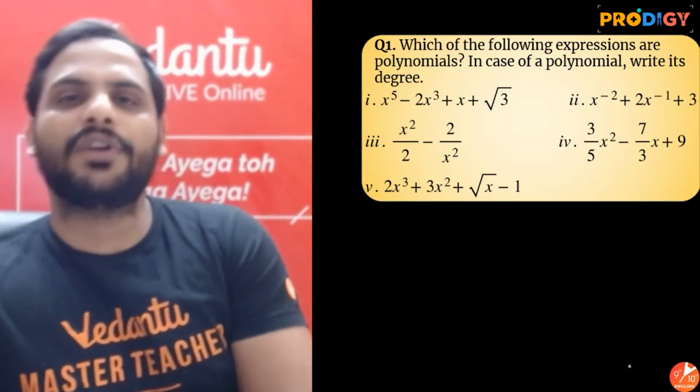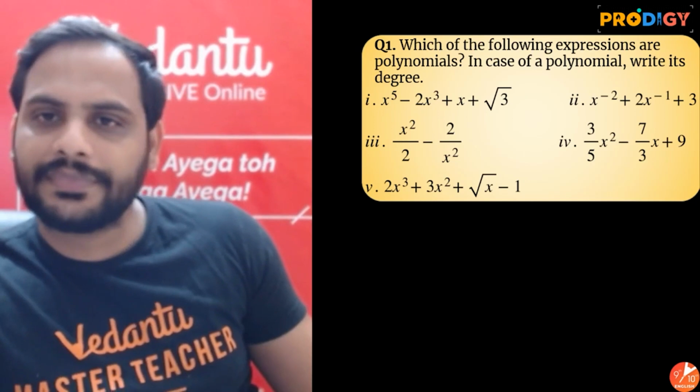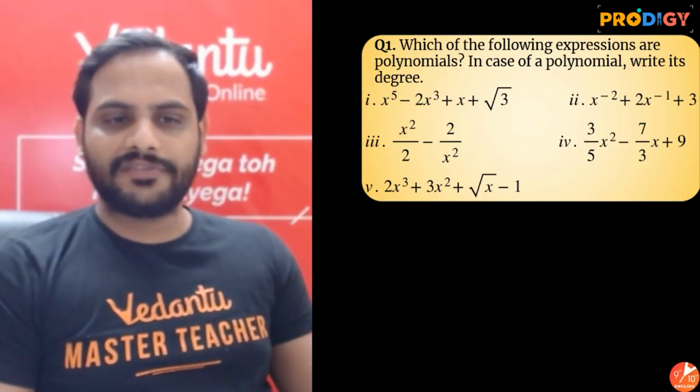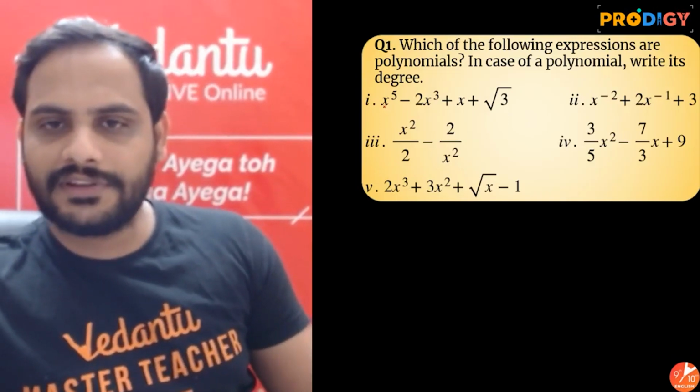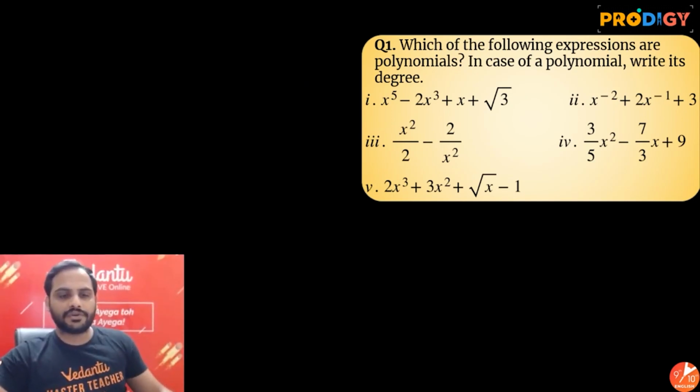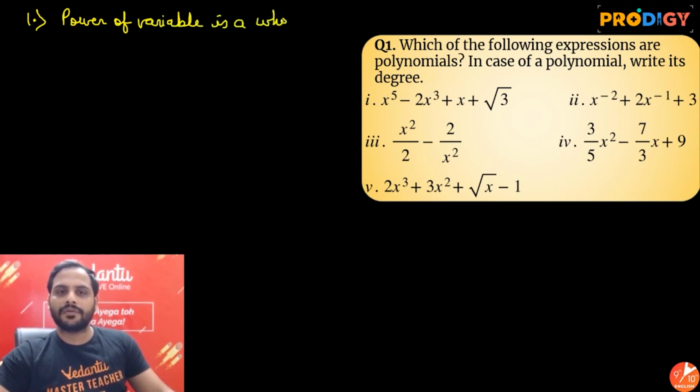Let's solve questions. Once we have done all this, beta, now the questions will be very easy. The question is: which of the following expressions are polynomials? And in case of a polynomial, write its degree. So first, let us figure out which ones are polynomials and which are not. We know two rules, beta. What are the two rules whenever we have to check for polynomials? The first rule is that the power of the variable is a whole number. Second, division by variable is not allowed. Variable should not be in the division.